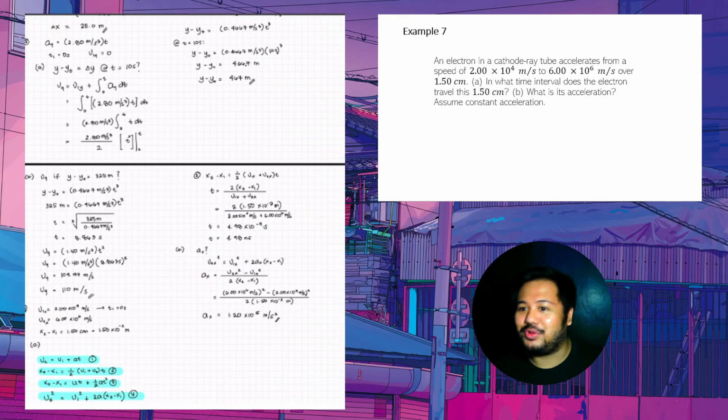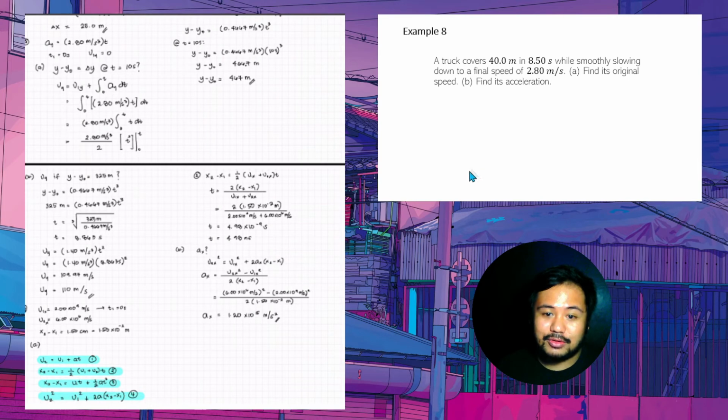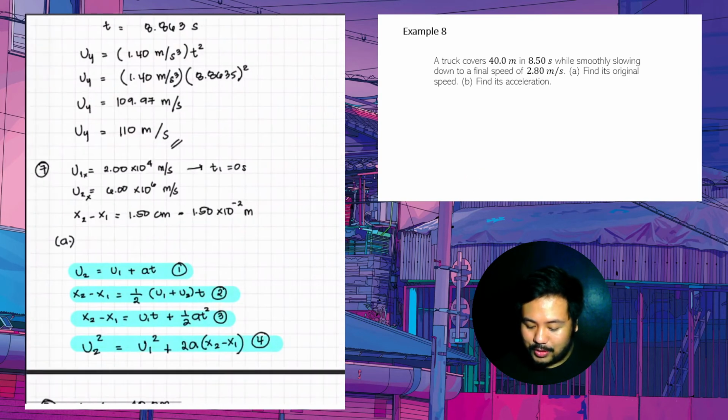We now have example number 8. A truck covers 40 meters in 8.50 seconds while smoothly slowing down to a final speed of 2.80 meters per second. A. Find its original speed, and B. Find its acceleration. Let's assume that it is under constant acceleration, or UAM, so that we could still make use of our 4 equations.